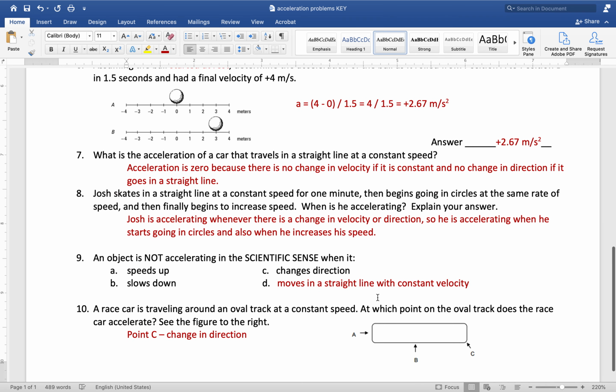Okay, a race car is traveling around an oval track at a constant speed. At which point on the oval track does the race car accelerate? See the figure to the right. So A is showing a straight path, B is showing a straight path, and C is showing a corner where you're going to be changing your direction. Now he's going around the track at a constant speed. So that means in the straight parts of the track, he is not accelerating. He is only going to be accelerating when he changes direction. And so point C is going to be your answer for number 10.